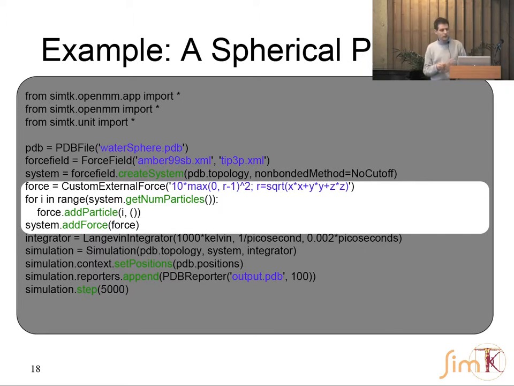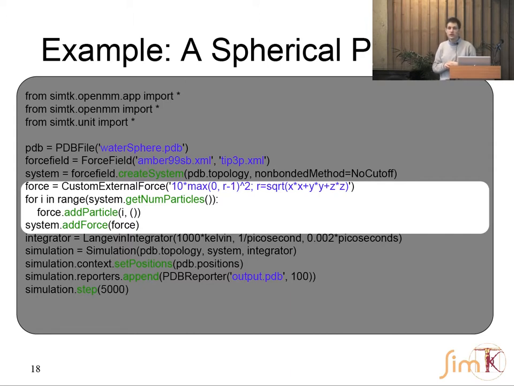So this is basically a harmonic potential, but it's flat initially. So out to a radius of 1 nanometer, units are always in nanometers here, it's going to be 0 because we're taking r minus 1 and then the max of that and 0. So it'll be flat out to a radius of 1 nanometer, and then beyond that it will just go up harmonically. And then we loop over every particle in our system, and we call add particle on the force.